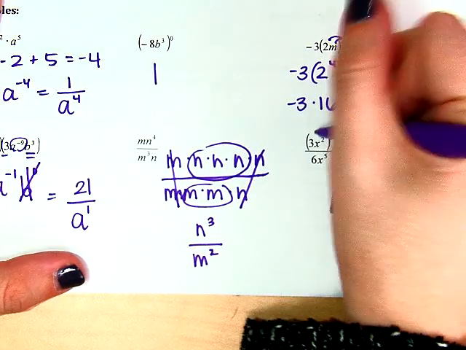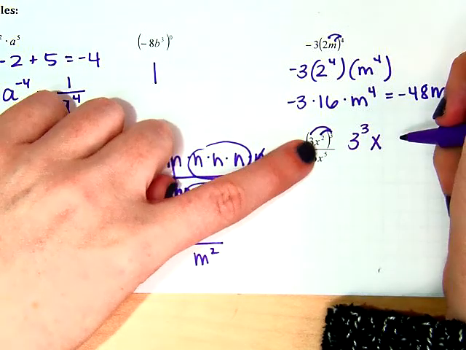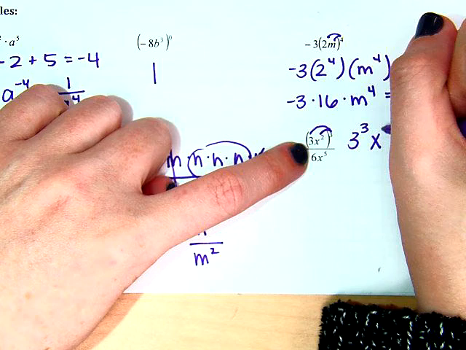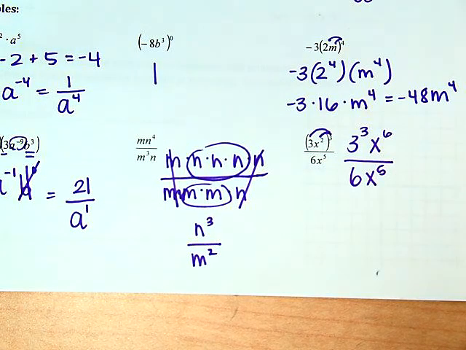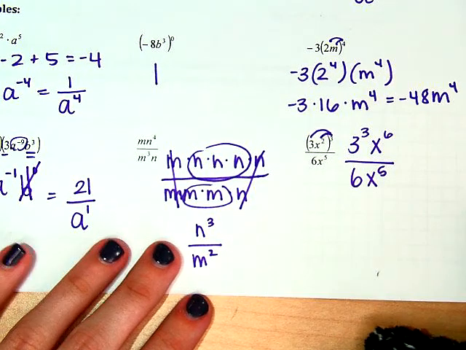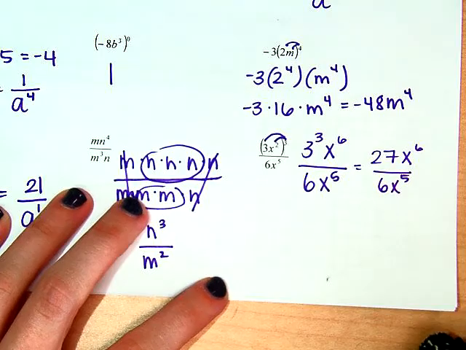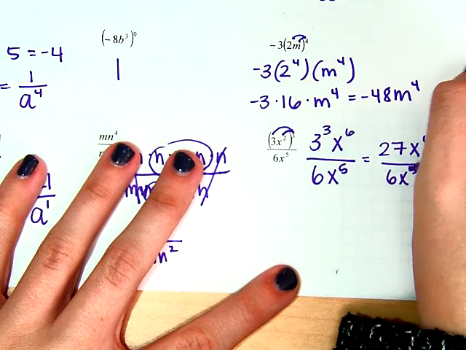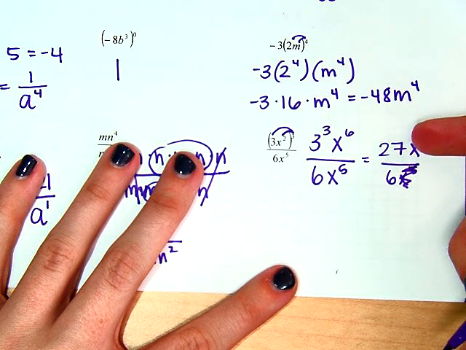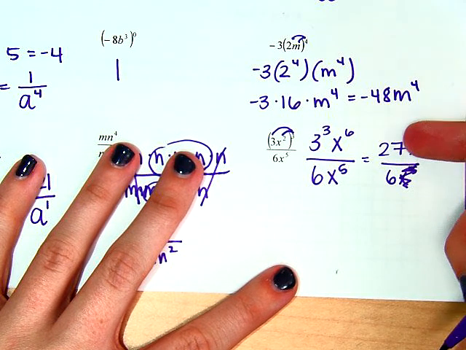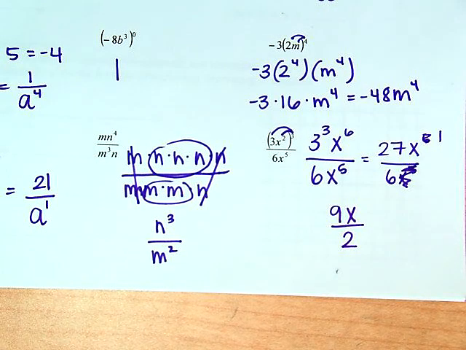One more. Distribute this, it gets distributed to the x and to the 3. So it becomes 3 to the 3rd, x to the 6 over 6 x to the 5th. Taking a power to a power, we multiply. 3 to the 3rd is 27, so that gives me 27 x to the 6 over 6 x to the 5th. My x's, 5 of them are going to cancel out, so this becomes x to the 1. Then I can simplify: if I divide by 3 on both of these, I get 9x over 2. There is 5.1.